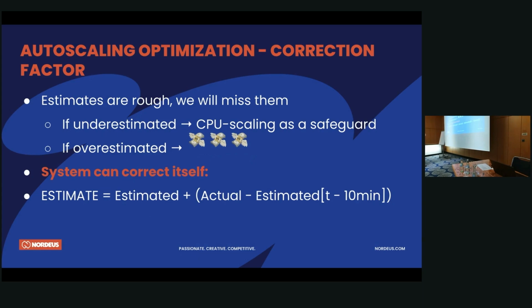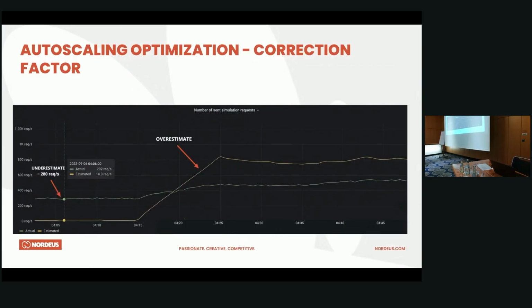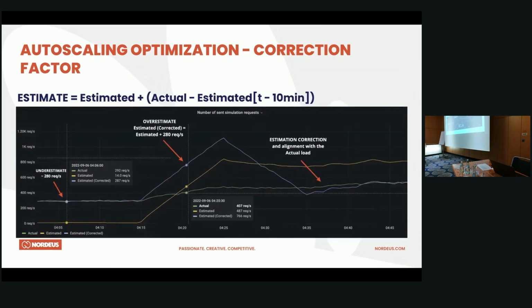And it was easy for us to configure this in Prometheus using offsets and recording rules. And we tested how it works. So let's check this example. Here we first underestimated the load by 280 requests. And at some point we overestimated. So how does this self-correction work?